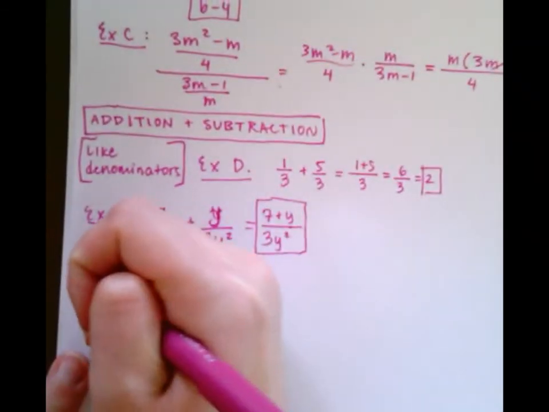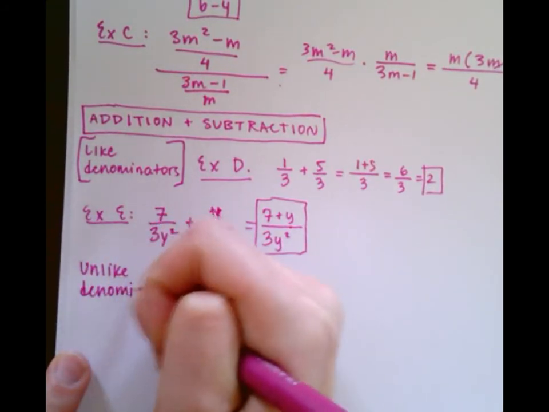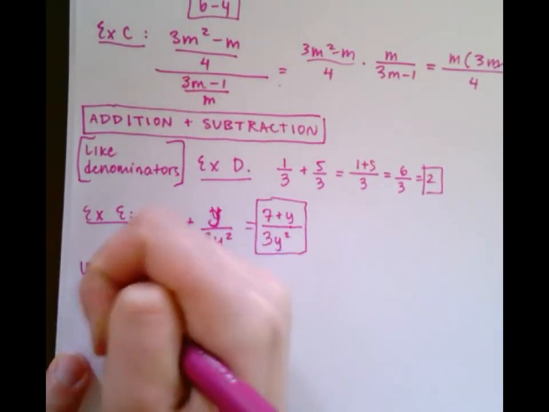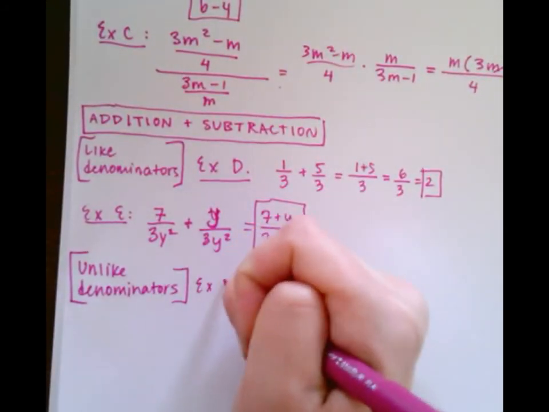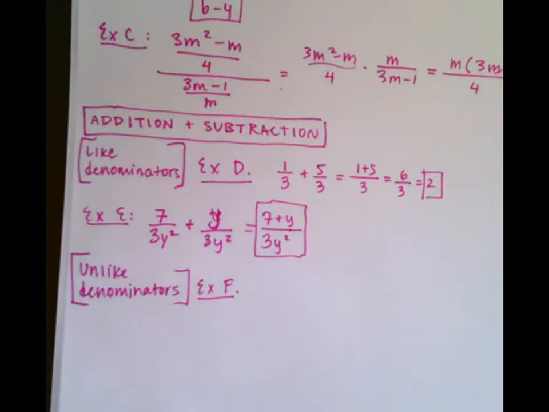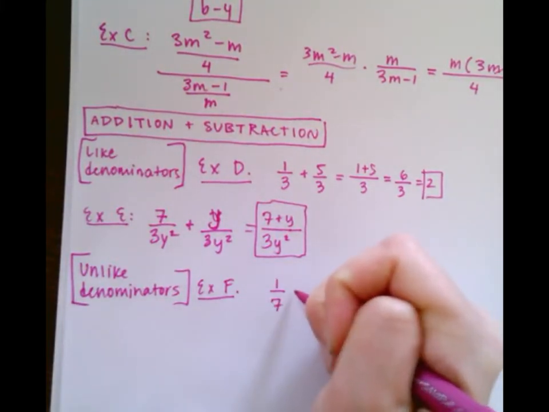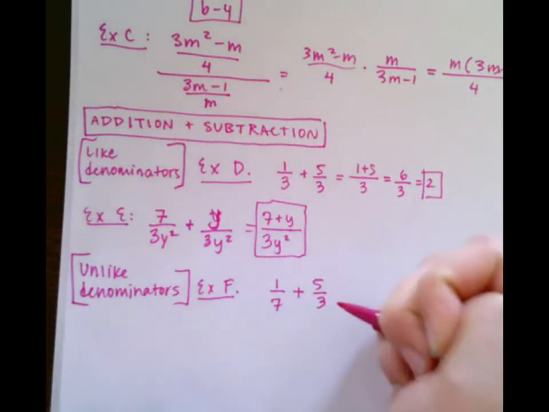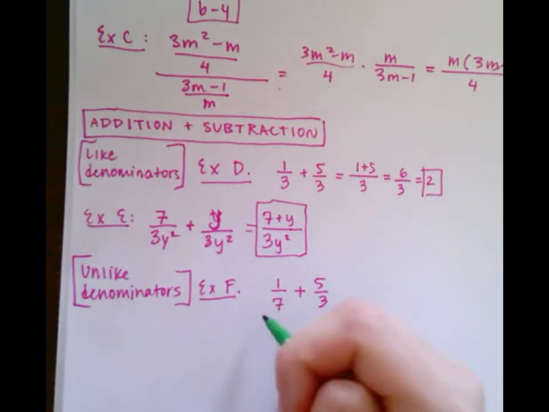Unlike denominators is a little bit more involved, just like when you're dealing with real fractions with just numbers. It's more annoying to add when you don't have like denominators. So example F is going to be with just numbers. I'm going to do 1/7 plus 5/3. And if you recall, you need to get a least common denominator. That would mean multiplying top and bottom by each one to get the least common multiple of the two.